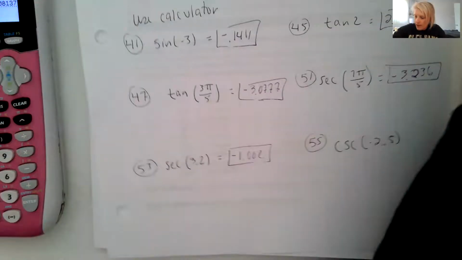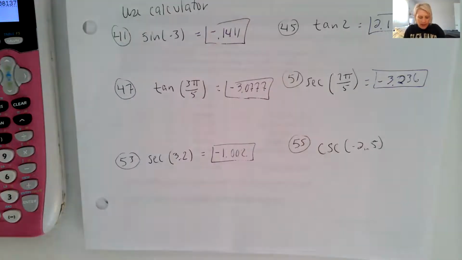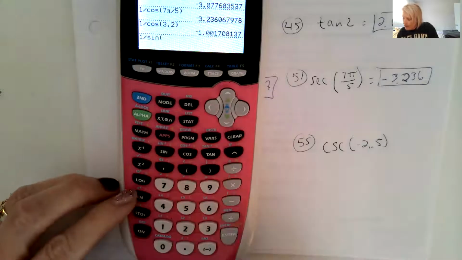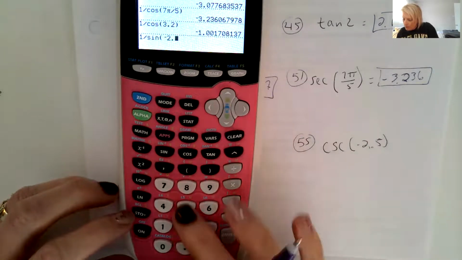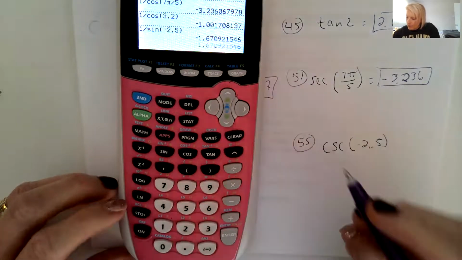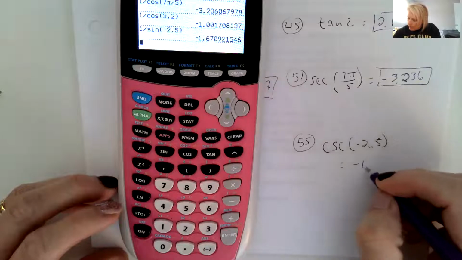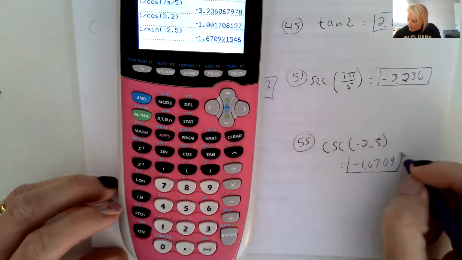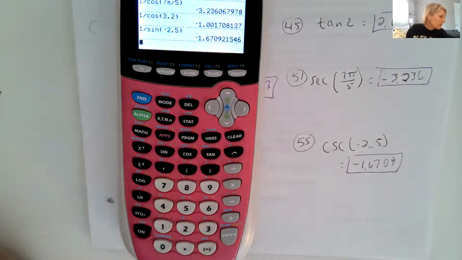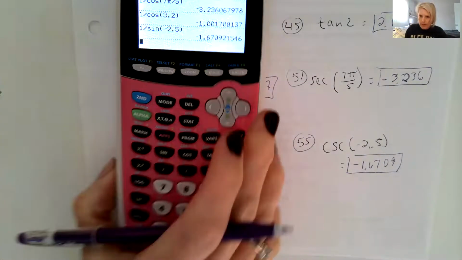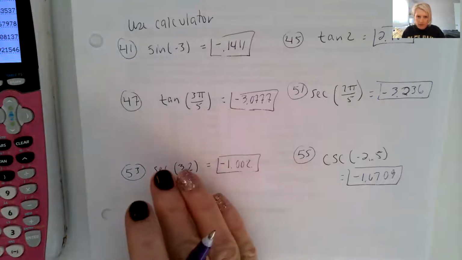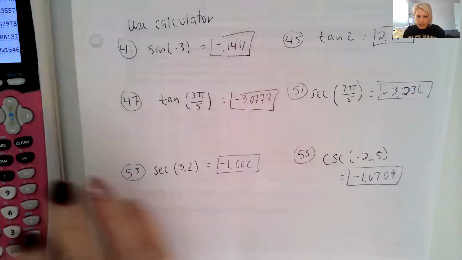Cosecant is 1 over sine this time. So 1 divided by the sine of negative 2.5, and we get negative 1.6709. We'll just go out one more. So negative 1.6709. So that's how we're doing our values.